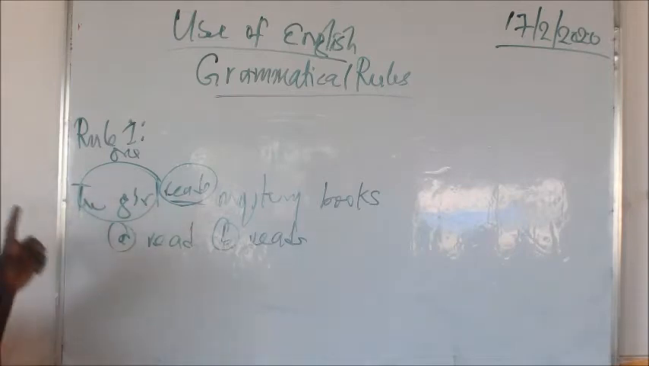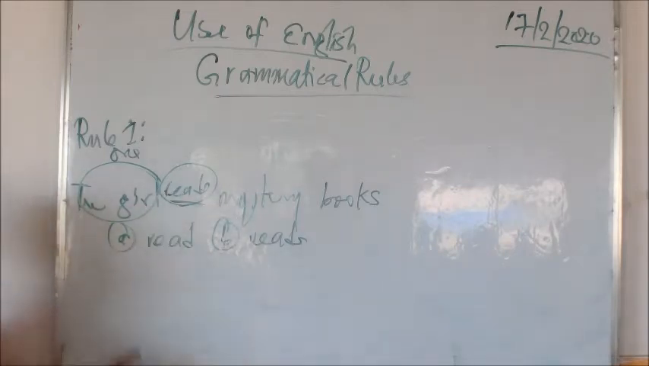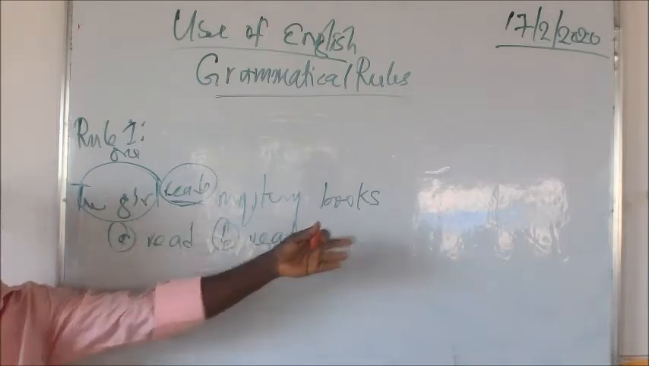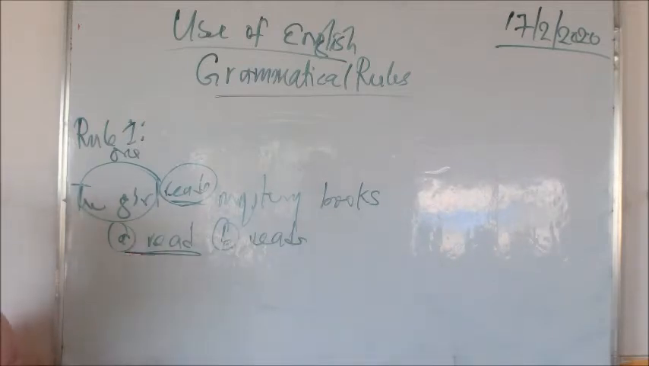Then in forming the singular form of a verb, that root word will take an s, just as we have here. So we can't say the name read mystery books, because the word read is plural and our subject here is singular. So there should be agreement between the subject of the sentence and the verb.